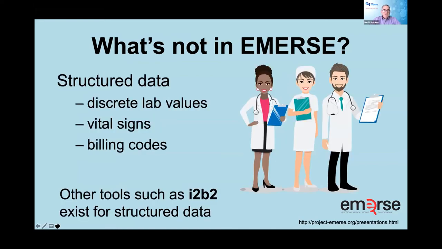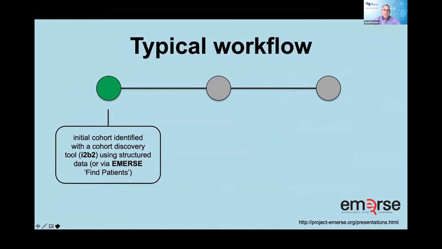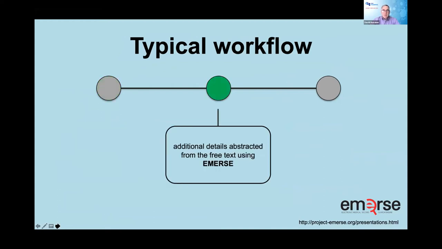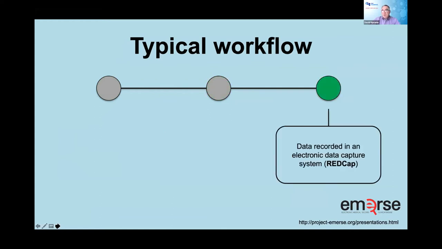Things that are not in EMERS, well, structured data, discrete lab values, vital signs, billing codes, the kind of things that I2B2 is already built to handle. A typical workflow with EMERS would be to identify an initial cohort. It could be using a tool like I2B2, or you could just use EMERS itself with the find patients mode where you just type in the text terms you're looking for. Then you might do additional data abstraction using sort of the chart review part of EMERS. And then you might record your data in a tool like REDCap, which I'm sure most of you are familiar with.